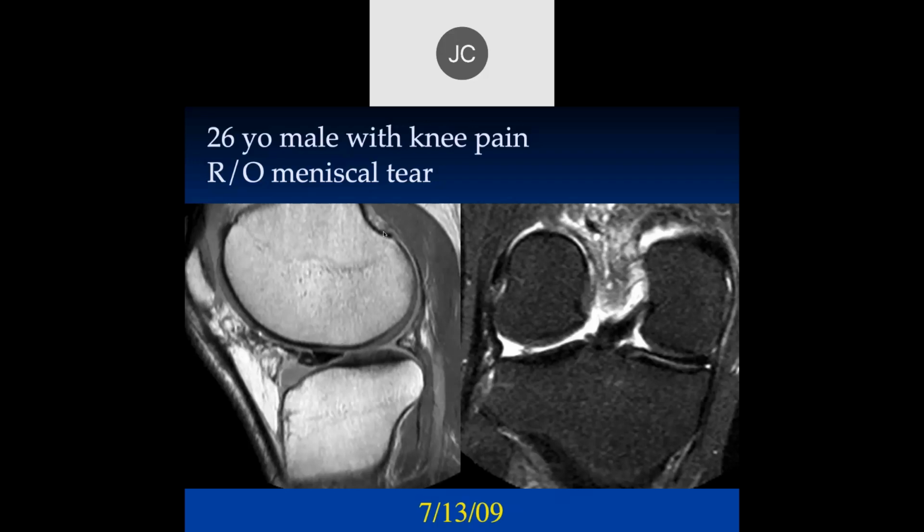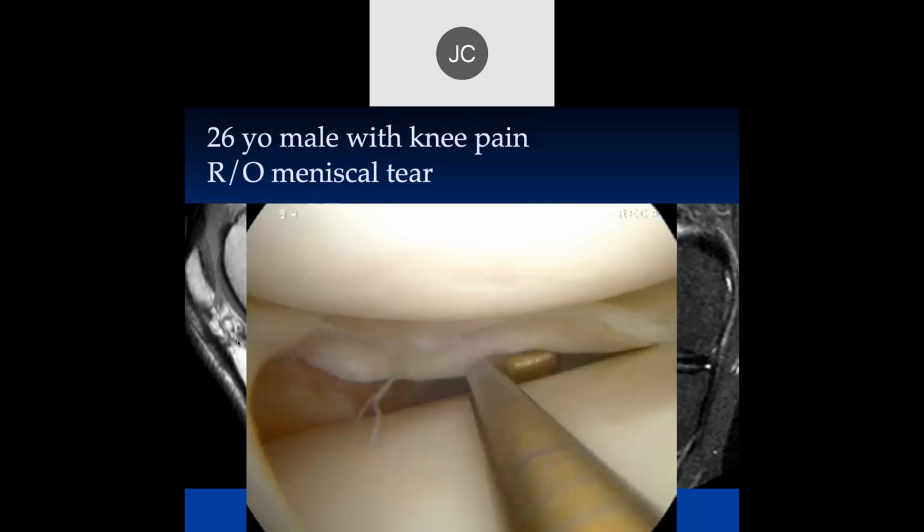Okay, so we have a 26-year-old male with knee pain, meniscal tear. We have a sagittal and coronal. Looking at the lateral meniscus, I don't see much of a posterior horn. It looks like maybe there's a flipped fragment anteriorly. Good. And you can see there's not much in the body. The patient had prior arthroscopic surgery. You see the scar tissue there.